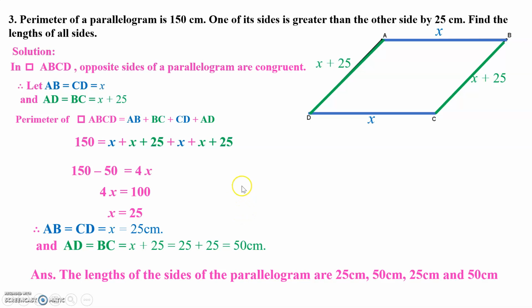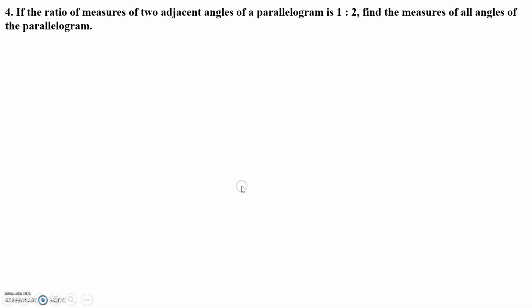Now let us go to the next sum, the fourth question. In this question, the ratio of measures of two adjacent angles of a parallelogram is 1:2. Find the measures of all the angles of the parallelogram.